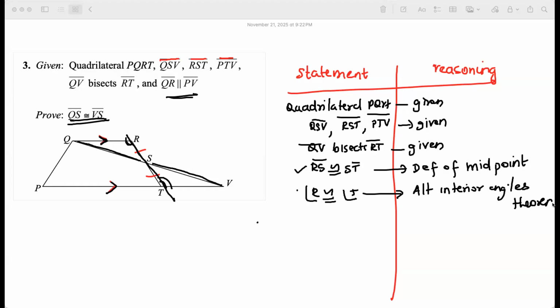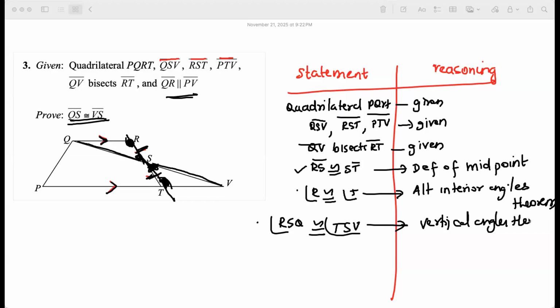And then RSQ. So this we proved, and this we proved, and then what? Angle RSQ would be congruent to TSV. TSV, correct. Why? Because vertical angles are congruent. These two are vertical angles, right? Vertical angle theorem. And then you got it. Triangle RSQ is congruent to triangle TSV because of ASA. Yep. ASA congruence.